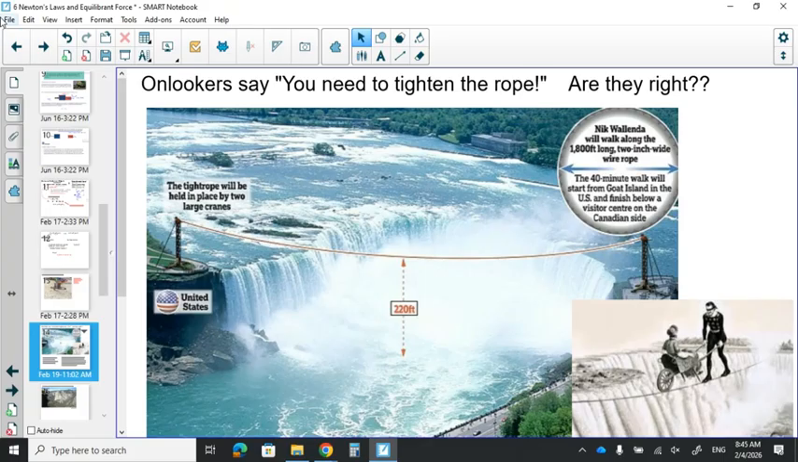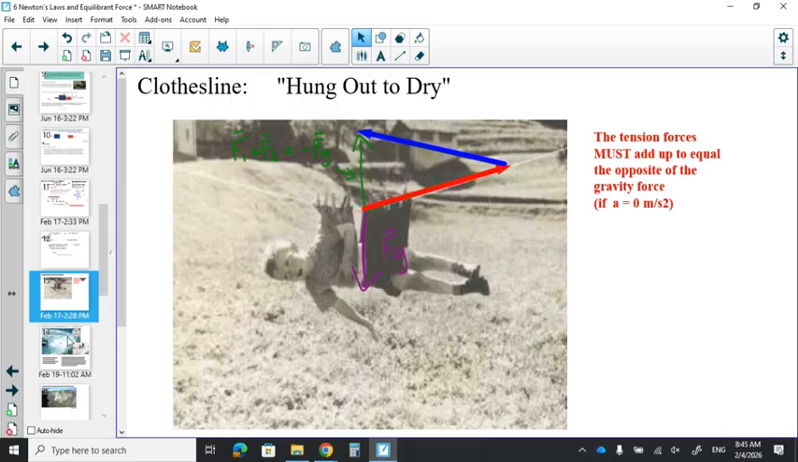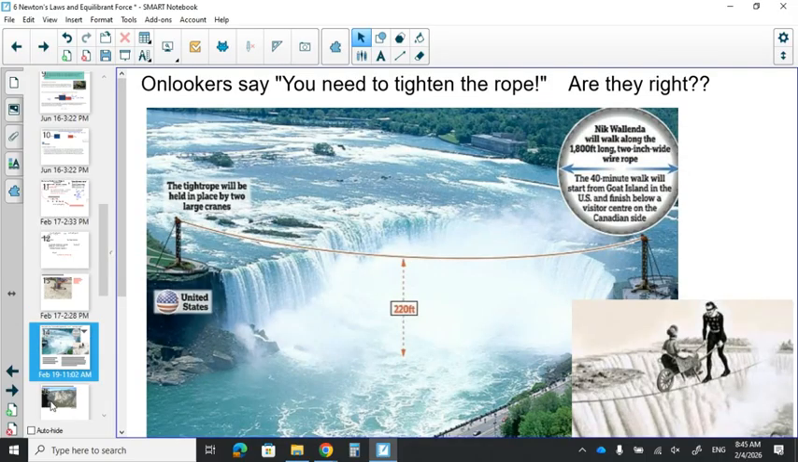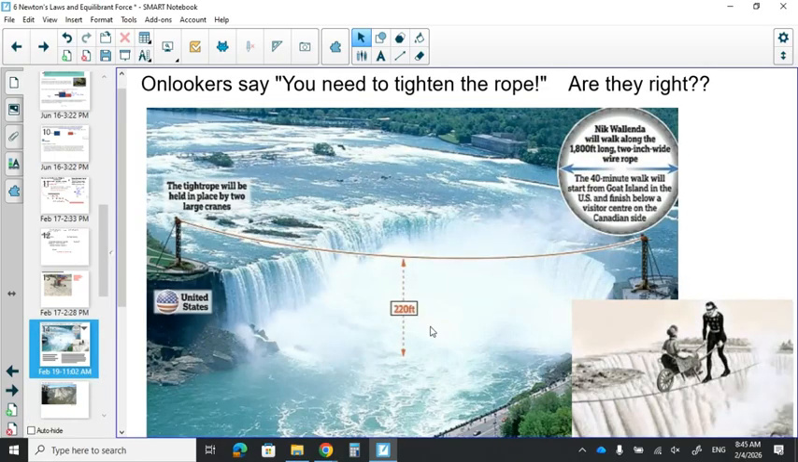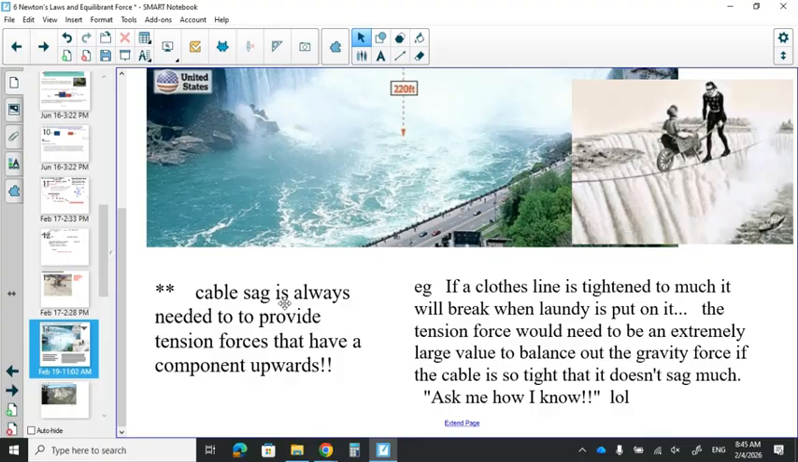So onlookers might say, "Oh, you need to tighten the rope. There's too much slack. It's sagging." Are they right? Should we tighten the clothesline? Should we tighten the rope across Niagara Falls or the one over Yosemite? That's the official pronunciation now, I think, in the States. Anyways, should we tighten this so that it doesn't have that slack? Well, the answer is no. The cable sag is necessary.